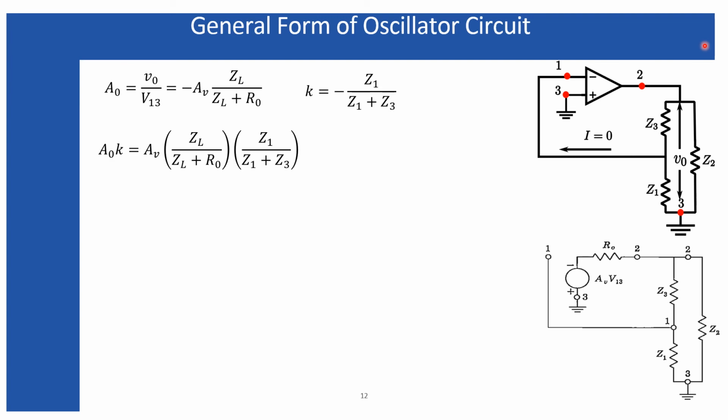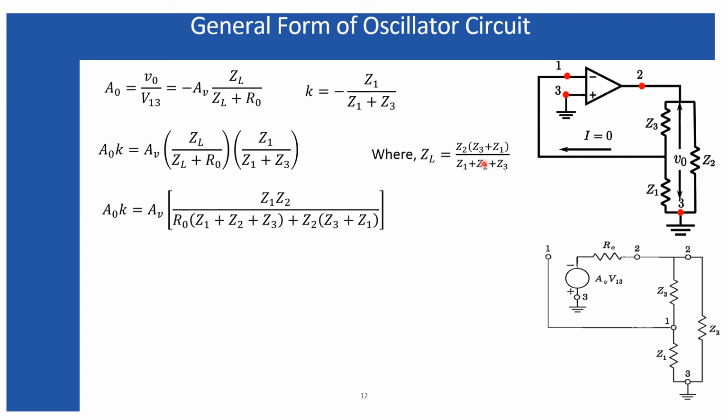And I'm going to form the expression for the Barkhausen criterion. So A naught times K, I'm taking the multiplication of these two expressions, where ZL is the parallel combination of Z2 and Z1 plus Z3 as shown over here. Now I'm going to replace the expression for ZL, and finally this A naught times K should have this kind of form.